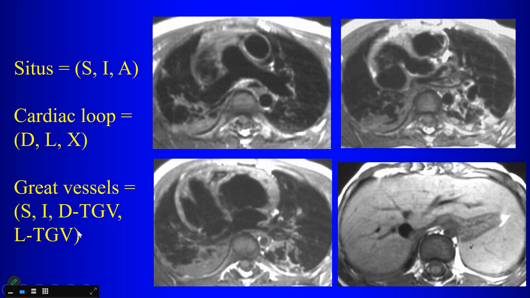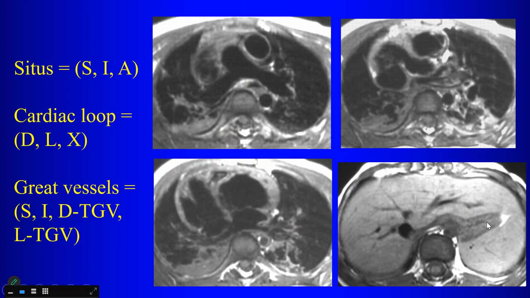All right, now what about this guy? Just looking at the images, deceivingly, this looks normal, right? You're just looking at these, but if we start to analyze it, what's the situs here? S, because the liver is on the right and the spleen is on the left, right? So this atrium here, you would expect to be a morphologic. What kind of atrium would that be?